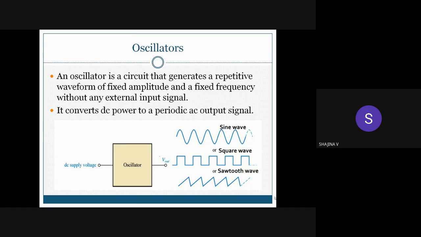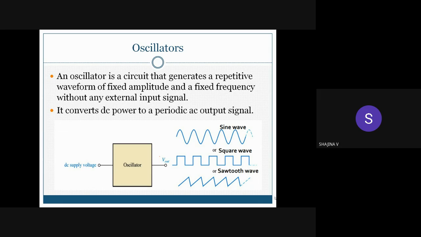Okay, you should always remember this definition. If asked what an oscillator is, many people say it will produce oscillations. Then what do you mean by oscillations? That is what you have to answer correctly here. So an oscillator is a circuit that generates a repetitive waveform or a periodic waveform of fixed amplitude and fixed frequency without any external input signal.